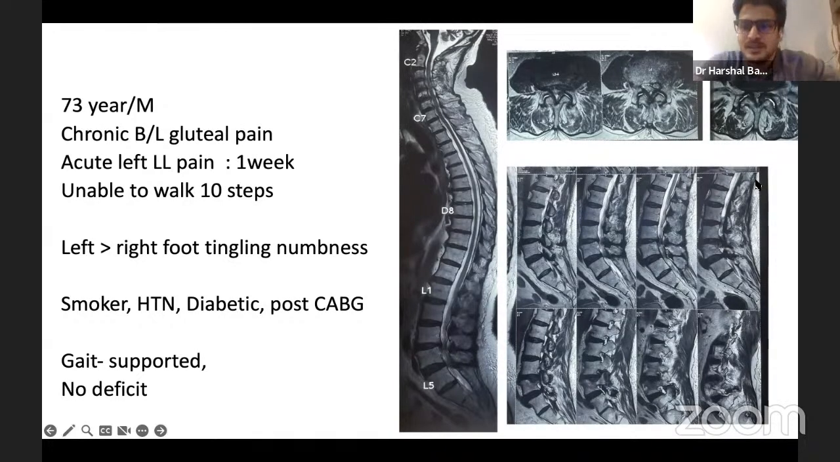Perfect. I'll quickly move on to the second case scenario. A 73-year-old male gentleman, with chronic bilateral gluteal pain, 1 week onset of acute left radicular pain, unable to walk even 10 steps, and left more than right foot tingling and numbness. Has all the comorbidities, gait is supported, but there's absolutely no neurodeficit, and comes with this MRI. What will be your plan?